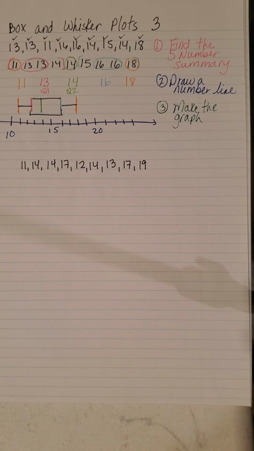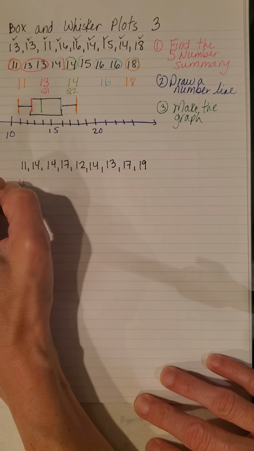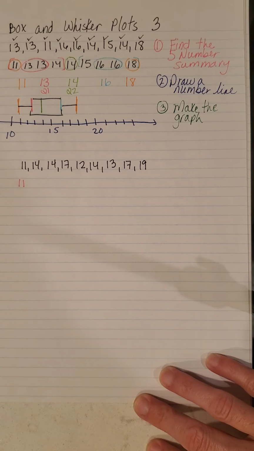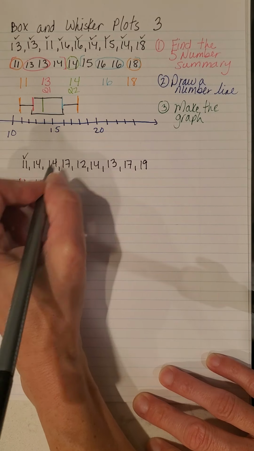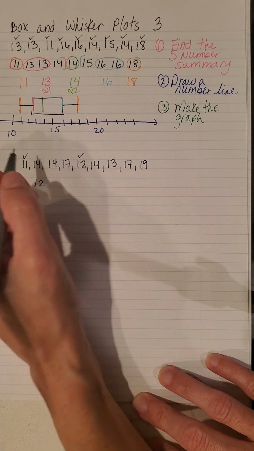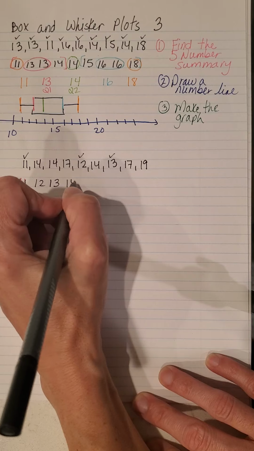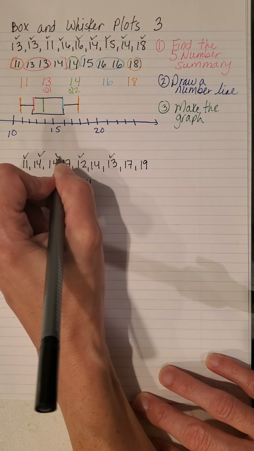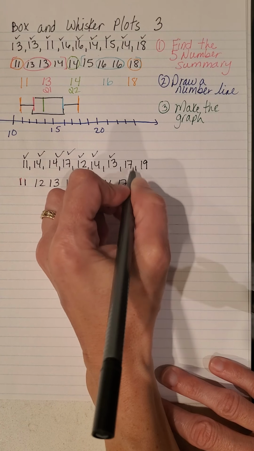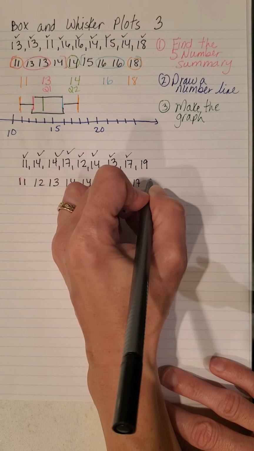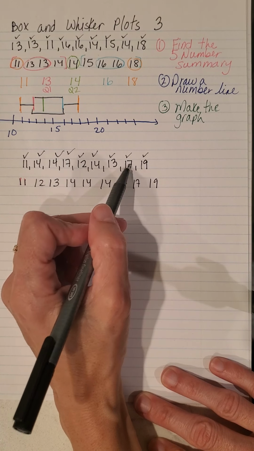Sorry for that beeping noise. I'm going to put them in order from smallest to biggest. So I have 11. Oops, let me write in a darker marker. It's my smallest, then 12, then 13, and then I've got 14, 14, and 14, 17, 17, and 19.